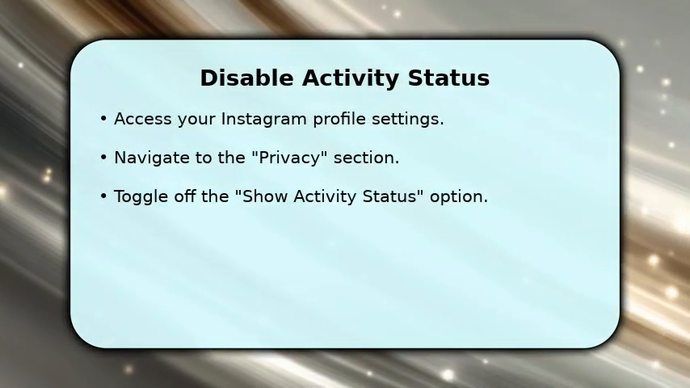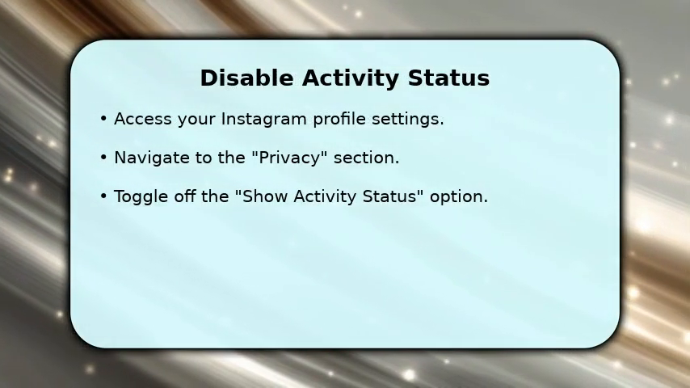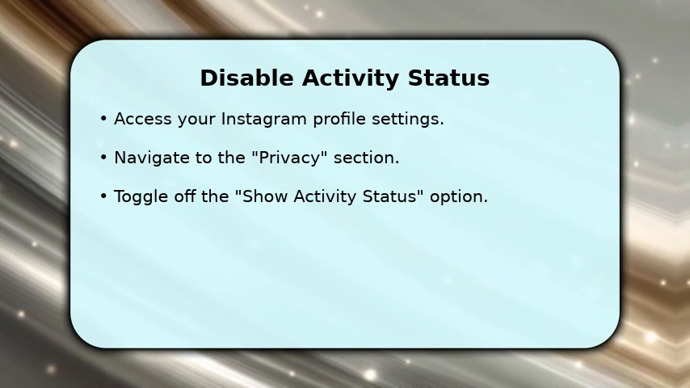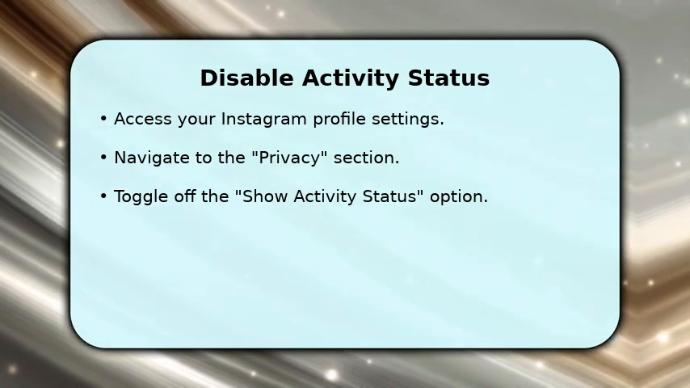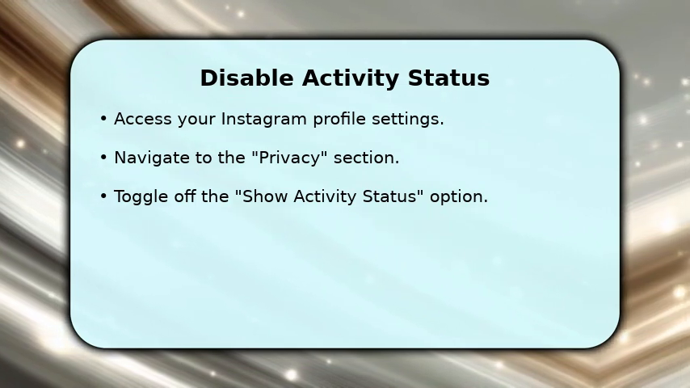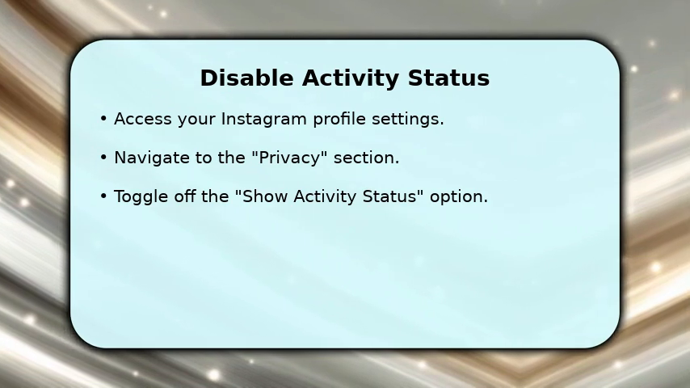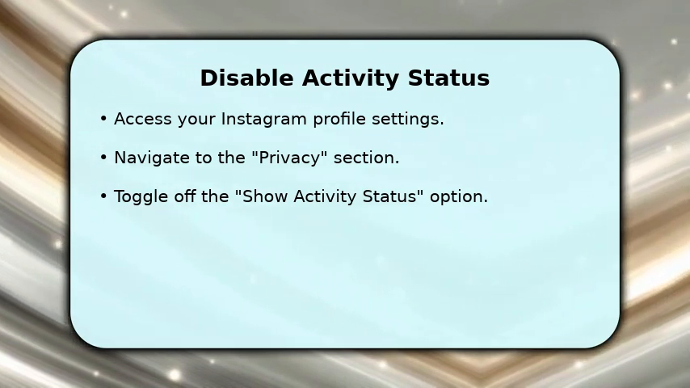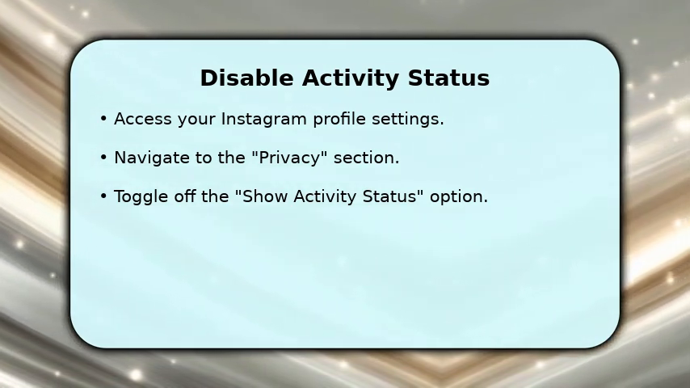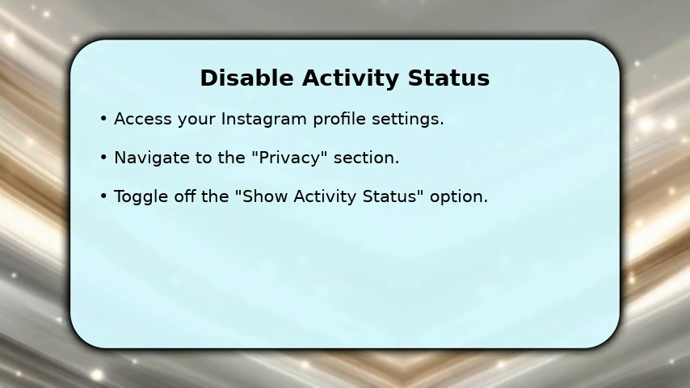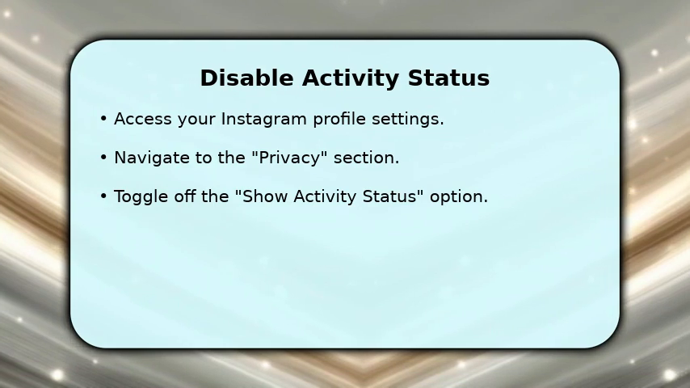To begin, open your Instagram app and go to your profile. Tap the three lines in the top right corner to open the menu, then select Settings and Privacy. From there, find and tap on Messages and Story Replies, then show Activity Status. Simply toggle the switch off to hide your online presence.